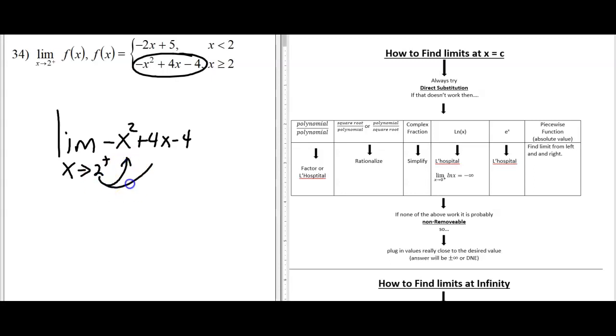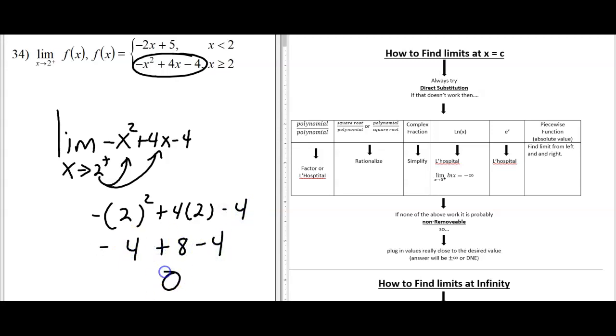So let's go ahead and do our direct sub. Let's plug it in there. I'll show my work this time. So that's -4 plus 8 minus 4, 0. Nice. There's our limit. So the limit from the right would be 0.